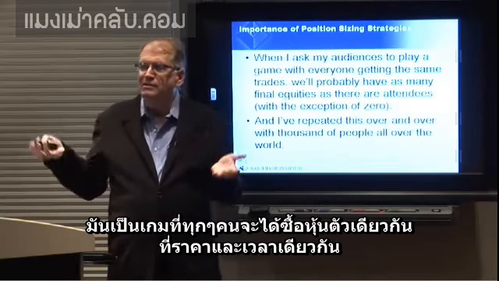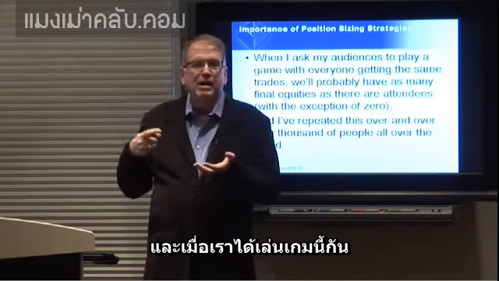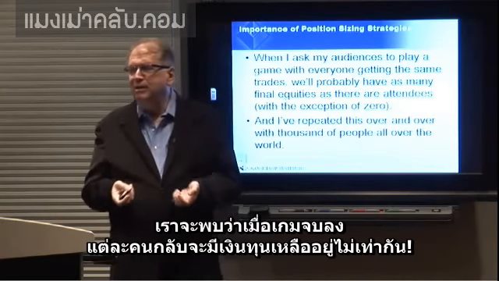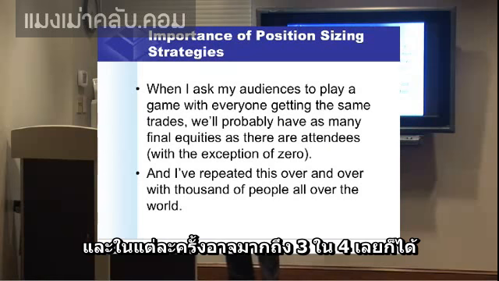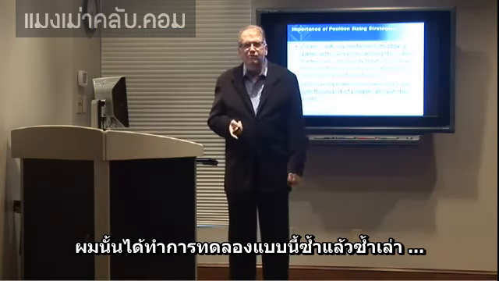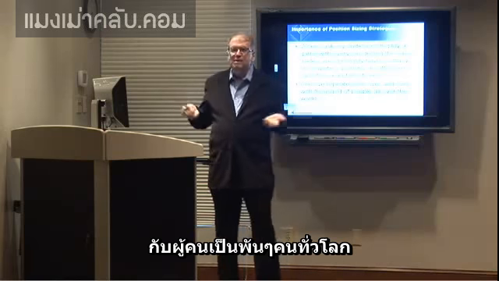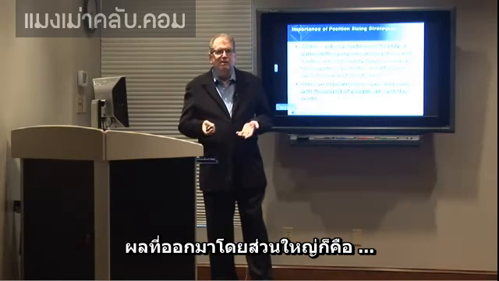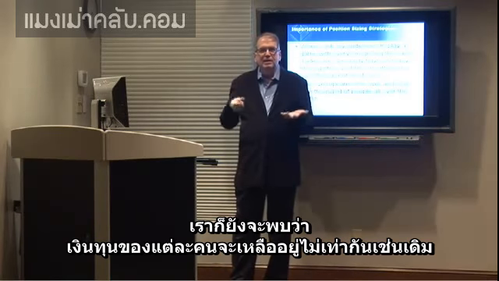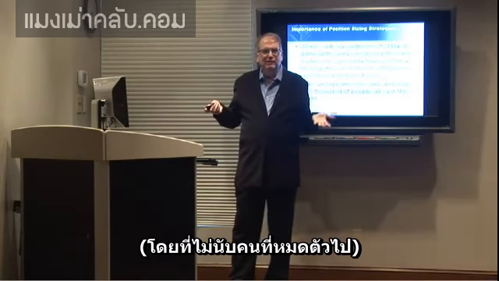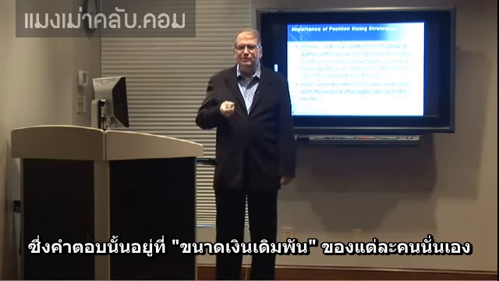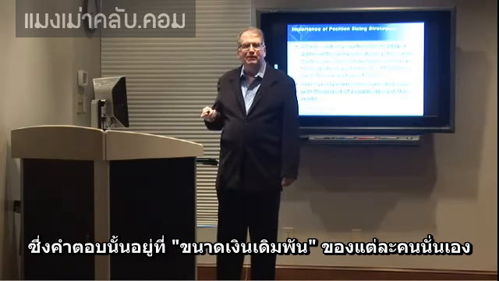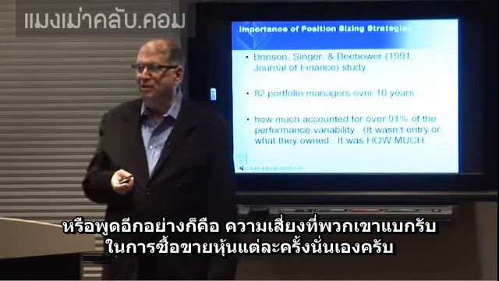In the game, everybody gets the same trades. When we do this, we probably have as many ending equities as there are attendees, with the exception of those who go bankrupt, which could be as much as a third of the audience. I've repeated this over and over again with thousands of people all over the world, and generally we have as many ending equities as there are people in the room, with the exception of 0, and they all get the same trades. So the main factor is how much did they bet? How much do they risk with each trade?